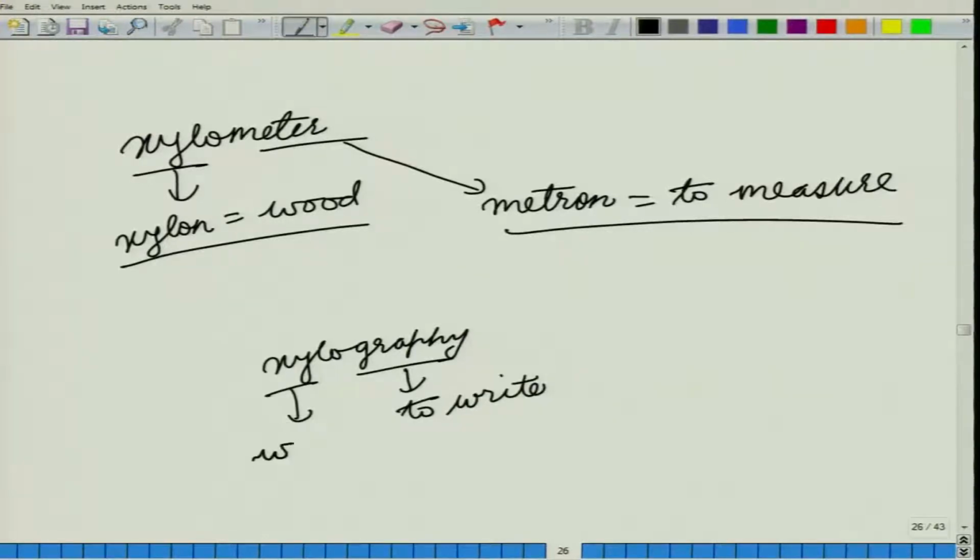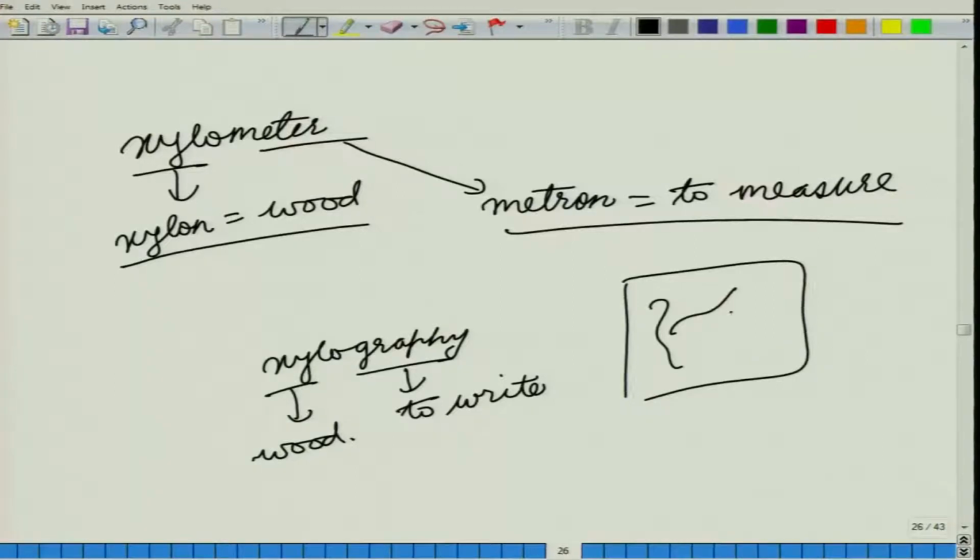xylo means wood. So, this is an art in which you take a piece of wood, then you make some engravings on the wood, and then those engravings are applied with ink, and then that engraving is used to create an inscription on a piece of paper or on a piece of cloth. So, xylography is a method of writing with wood. Similarly, xylometer is an instrument that is able to calculate the volume of wood.